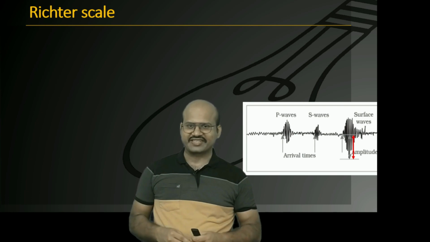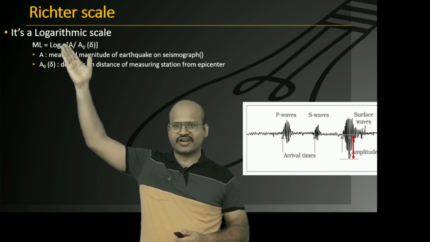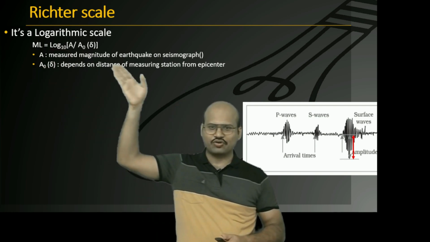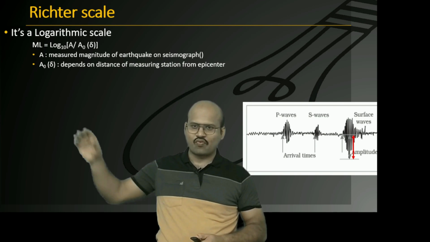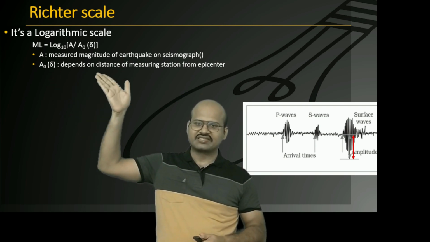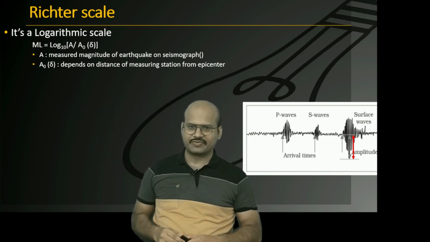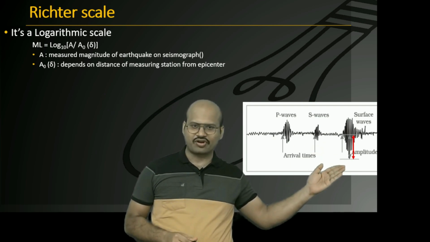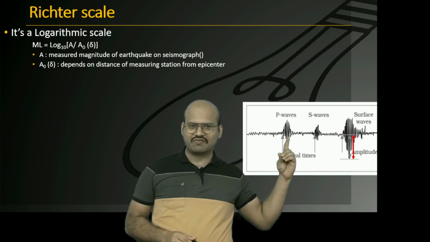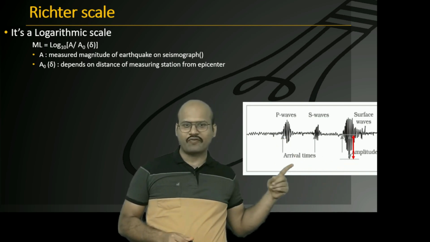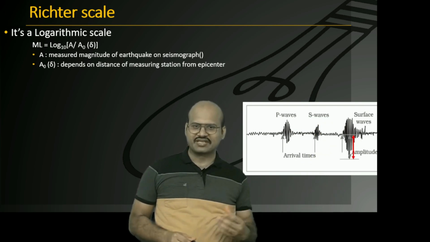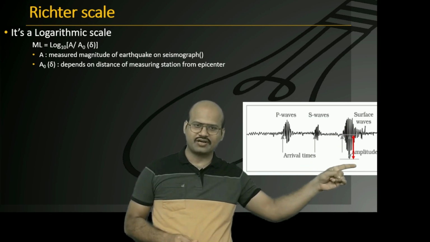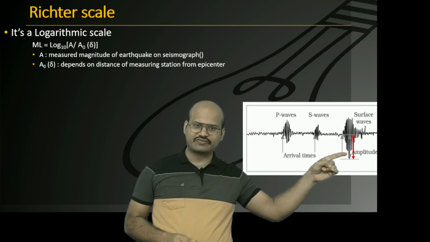Now let's see the Richter scale. The Richter scale is a logarithmic scale. It has this equation where A depends on the magnitude of the earthquake measured on the seismograph, while A0 indicates the distance of the measuring station from the epicenter. So it depends on two values. This is a seismograph measurement of an earthquake. The Richter scale will use the maximum amplitude of all the waveforms for measuring the earthquake. Here, this is the maximum amplitude of the measured earthquake, and this will be used by the Richter scale.